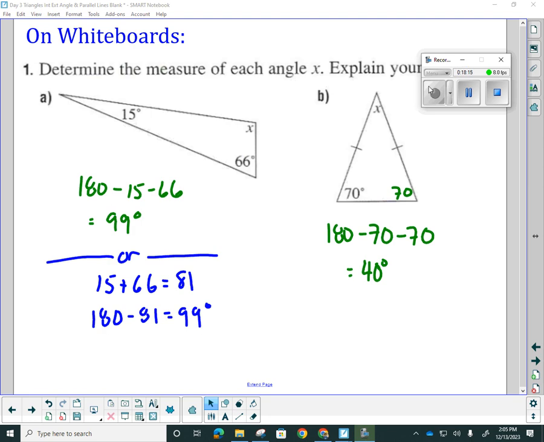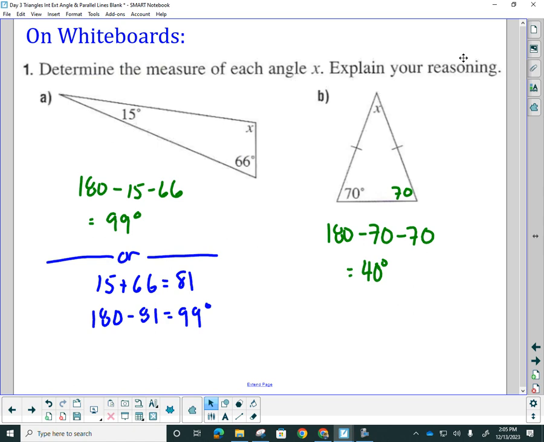Okay, so you've had a chance to maybe try these on the whiteboard. So you see that in the first case, you can take 180, subtract the 2 known angles, and get 99. Or you can add those 2 up, get 81, and subtract it from 180.